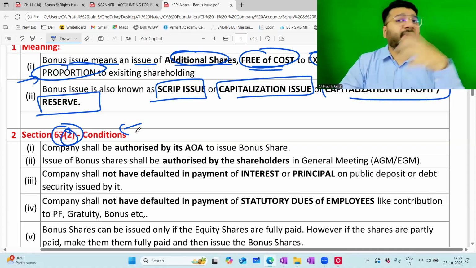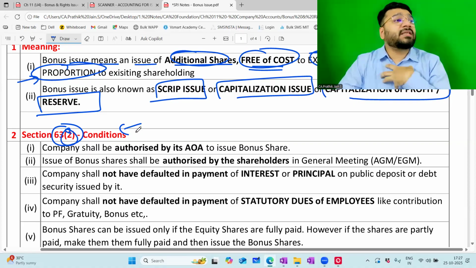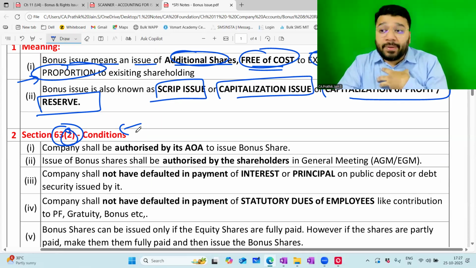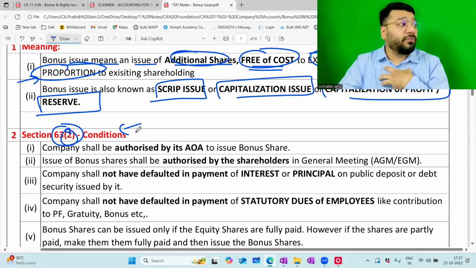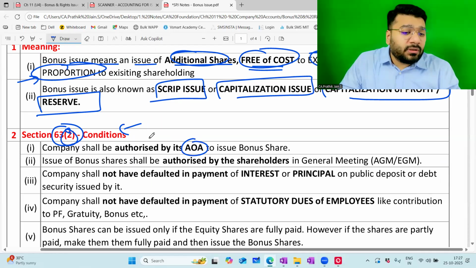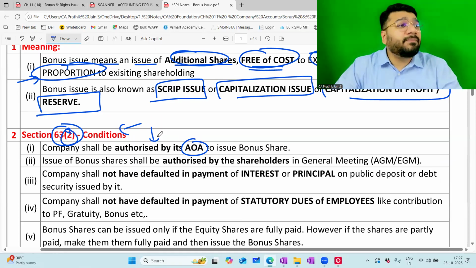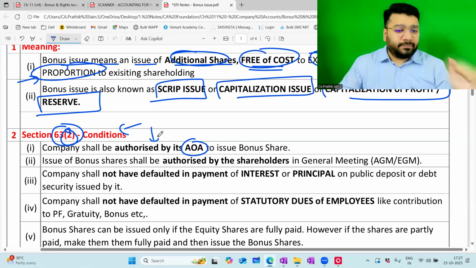What is the first condition? If I, as a company, want to issue bonus shares, the first condition is I should be authorized to issue bonus shares by the articles of association. Articles of association is the internal rule book of the company. It is a framework within which the company has to operate. In that rule book, permission should be given that the company can go ahead and issue the bonus shares. Second, you have to take approval from the shareholders in the general body meeting, either in AGM or EGM.